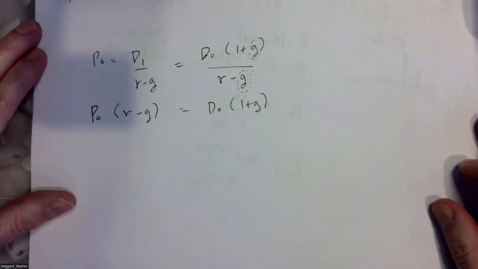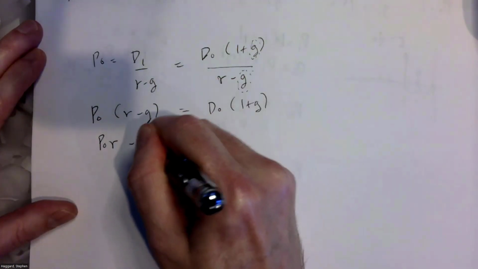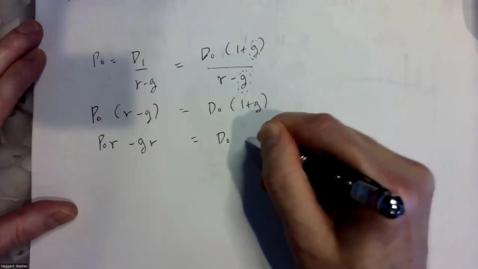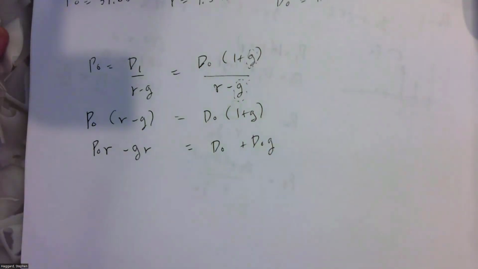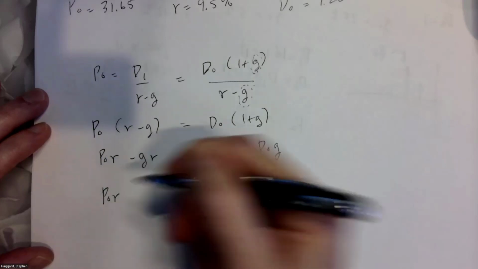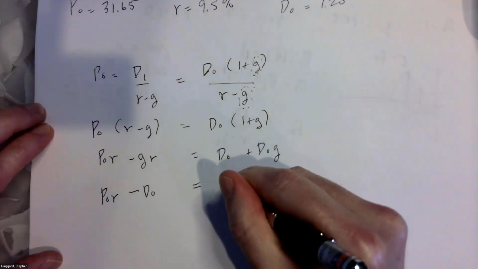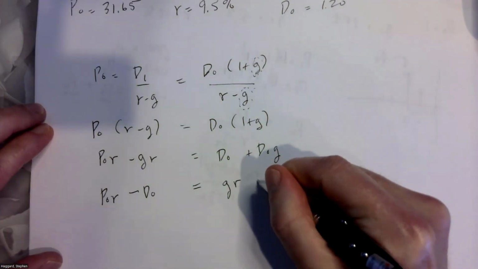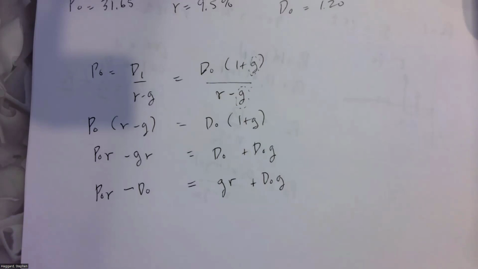Now, the second thing I'm going to do is use the distributive property and say P0R minus GR equals D0 plus D0G. Someone stop me if I break any algebraic laws. I think so far I am good. Okay, now to get G by itself, we need to move this to one side and this to the other. And so what I'm going to do is say P0R minus D0, I'm just subtracting it from both sides, equal to, and I'm going to add GR to both sides, plus D0G. Have I blown any minds yet?